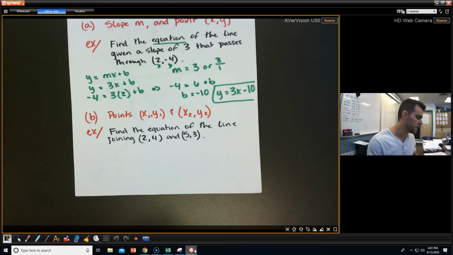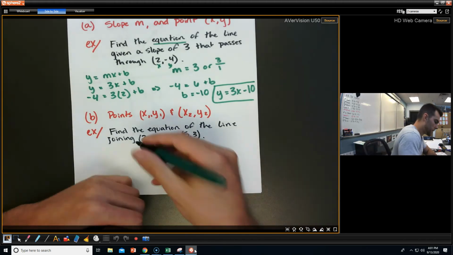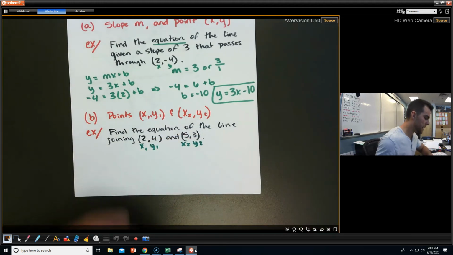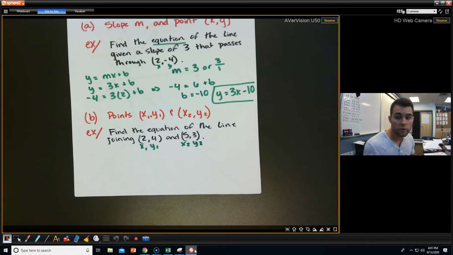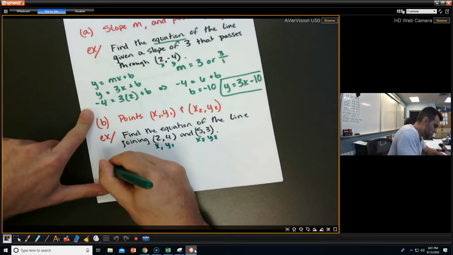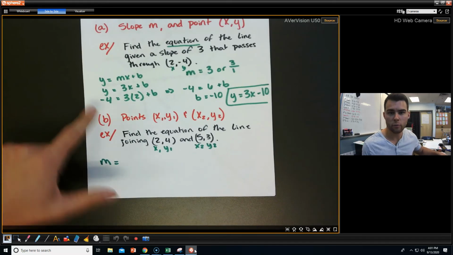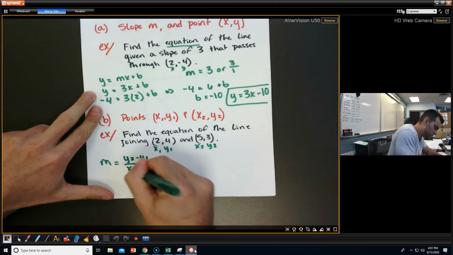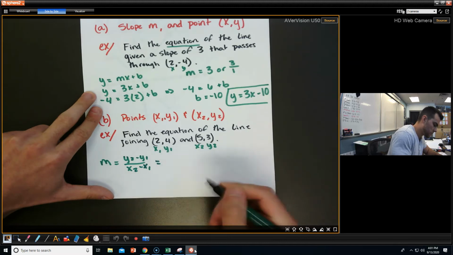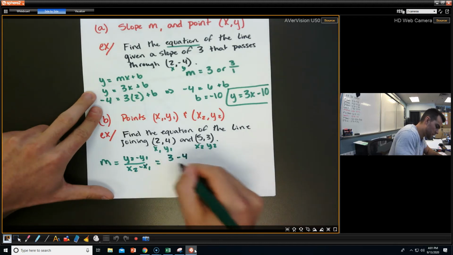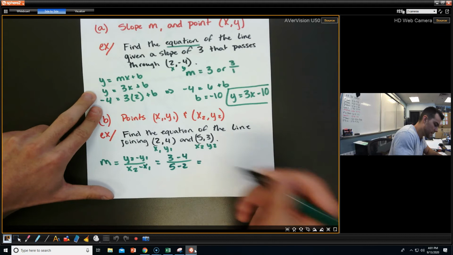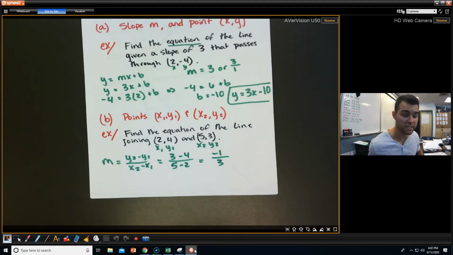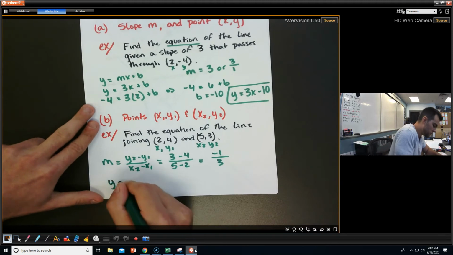Now let's say you're not given the slope. Let's say instead you're given 2 points, 2 pairs. I'm going to call this x1, y1, and x2, y2, right off the bat. Well, I don't know what my slope is, but I do know how to calculate it. y2 minus y1 over x2 minus x1. So I'm going to replace these. 3 minus 4 on top, 5 minus 2 on the bottom, and I get negative 1 over 3. So negative 1/3 is my slope.